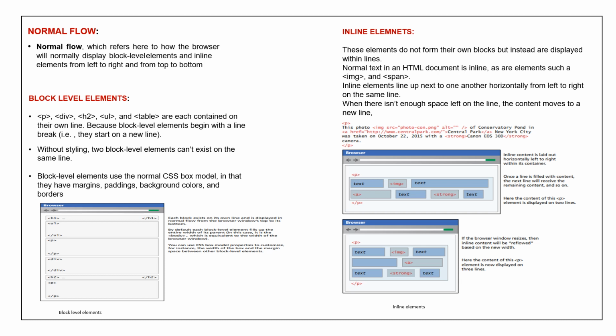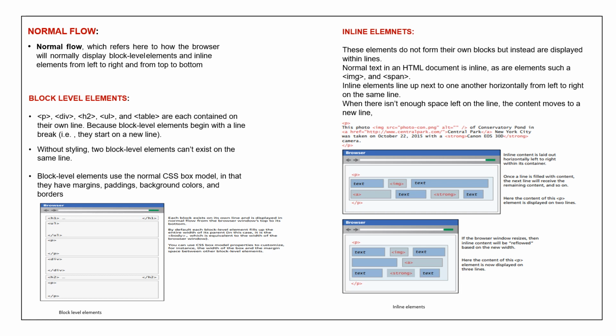Each of the tags is contained on its own line, because block level elements begin with a line break, that is, they start on a new line. Without styling, two block level elements cannot exist on the same line. Block level elements use the normal CSS box model in that they have margins, paddings, borders, background colors, etc.